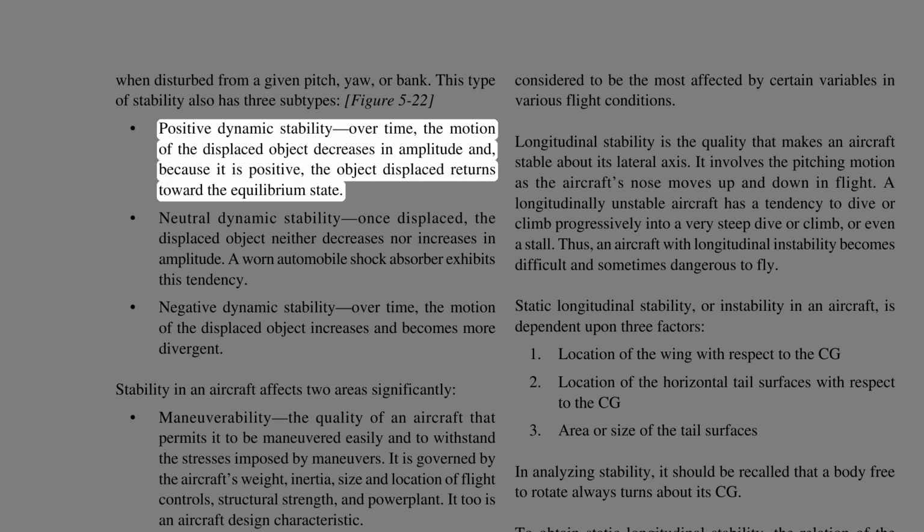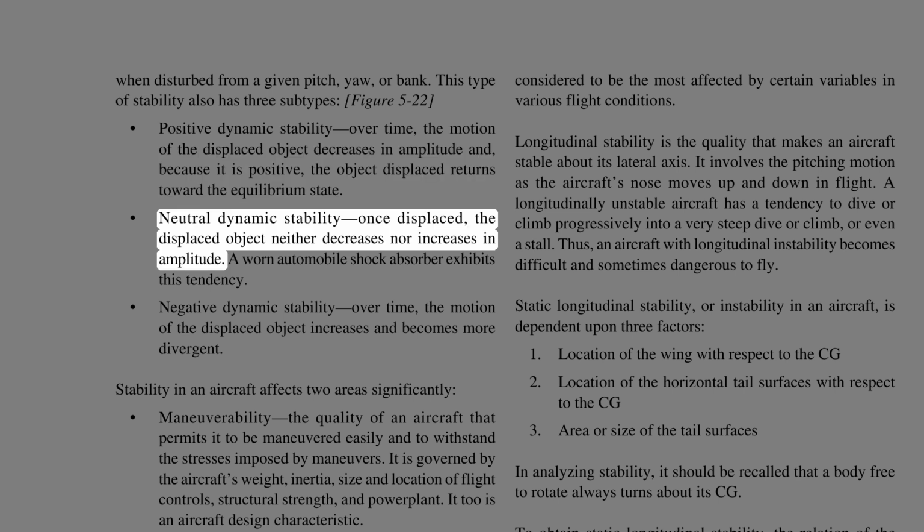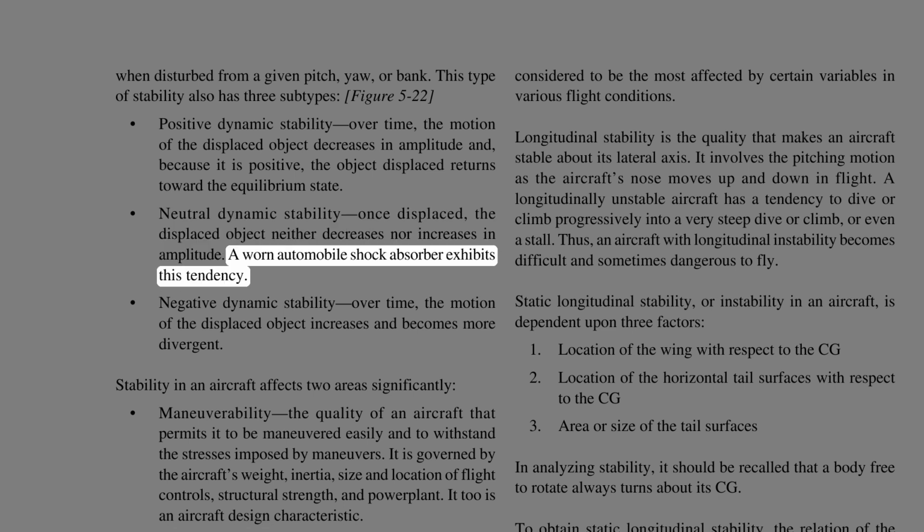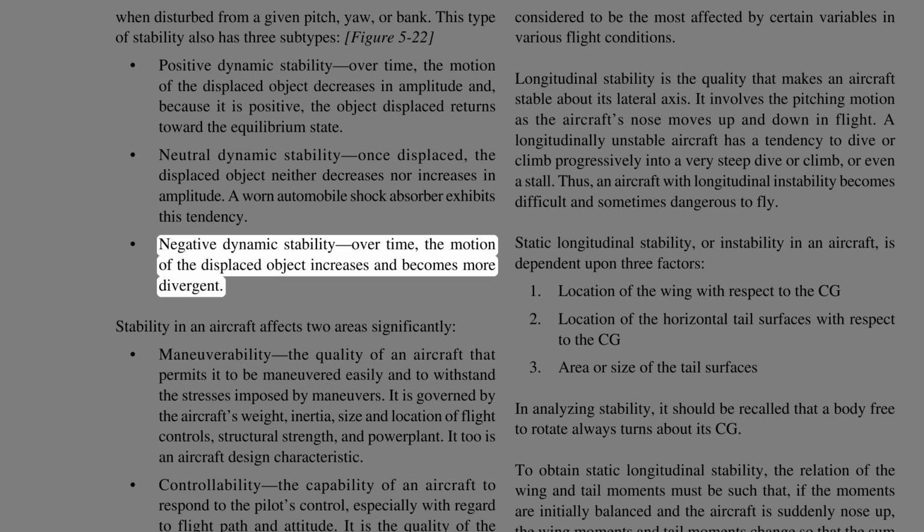Positive dynamic stability. Over time, the motion of the displaced object decreases in amplitude and, because it is positive, the object displaced returns toward the equilibrium state. Neutral dynamic stability. Once displaced, the displaced object neither decreases nor increases in amplitude. A worn automobile shock absorber exhibits this tendency. Negative dynamic stability. Over time, the motion of the displaced object increases and becomes more divergent.